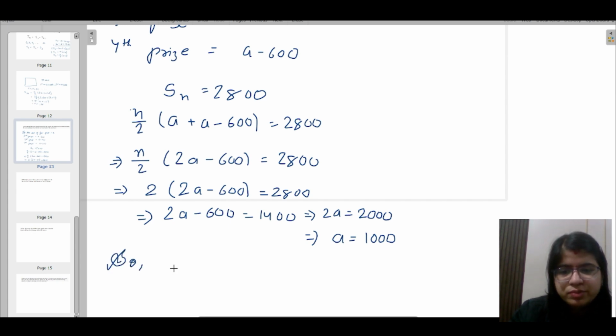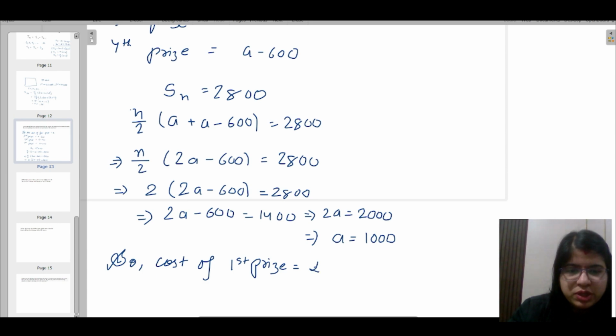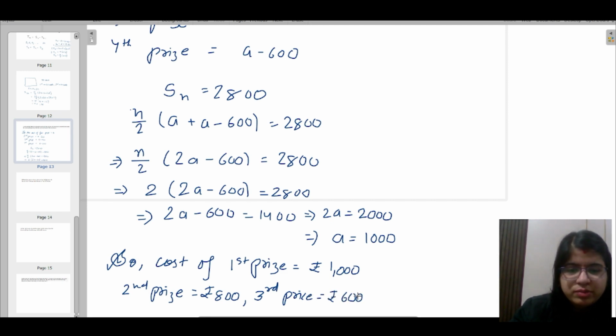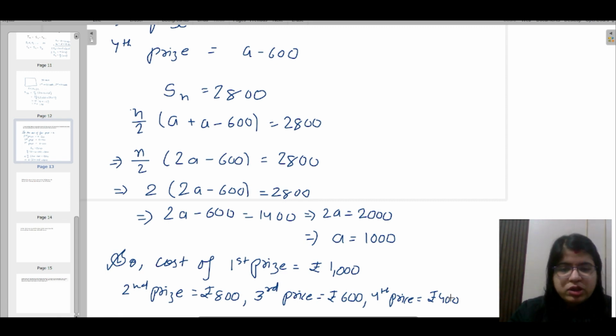So we can write, cost of first prize is equal to rupees 1000. Second prize will be 1000 minus 200, which is 800. Third prize cost will be 1000 minus 400, which is rupees 600. And fourth prize will be rupees 400. Okay students, so in this way you can solve the question.